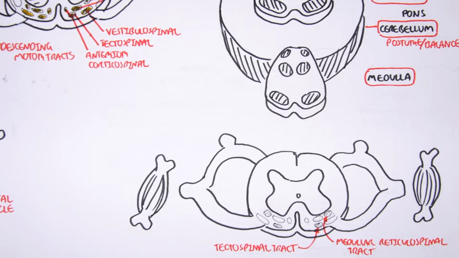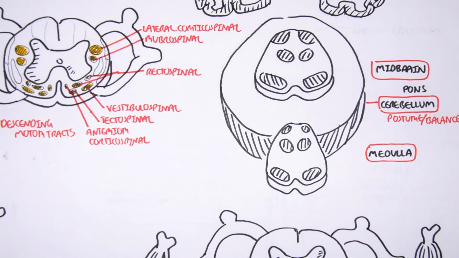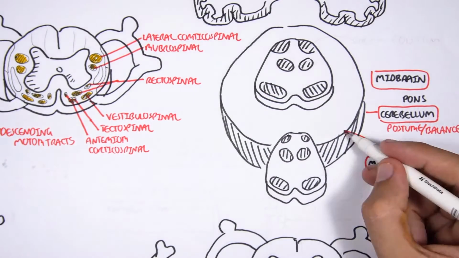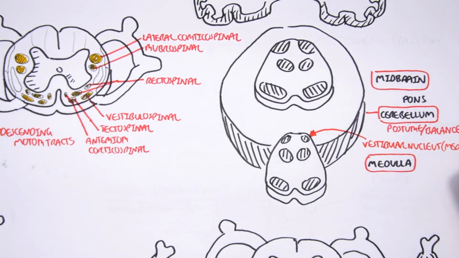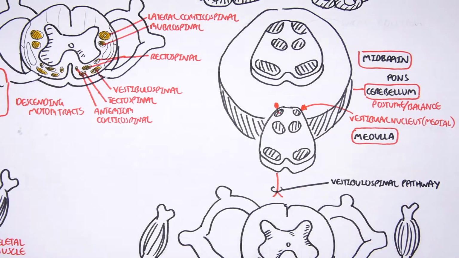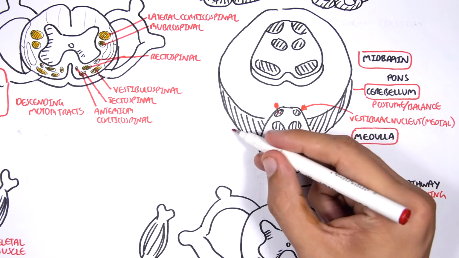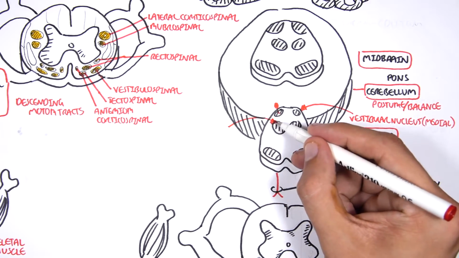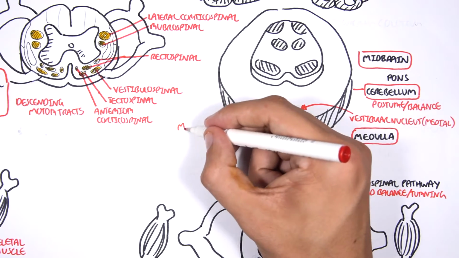We will first focus on the vestibulospinal pathway, which originates from the medulla's vestibular nucleus. It descends down and synapses with a second neuron in the spinal cord, but we won't look at that. Just know that the vestibulospinal tract is responsible for maintaining head balance and turning. Now, the reticulospinal tract can either originate from the medulla or the pons. So it can be medullary or pontine.